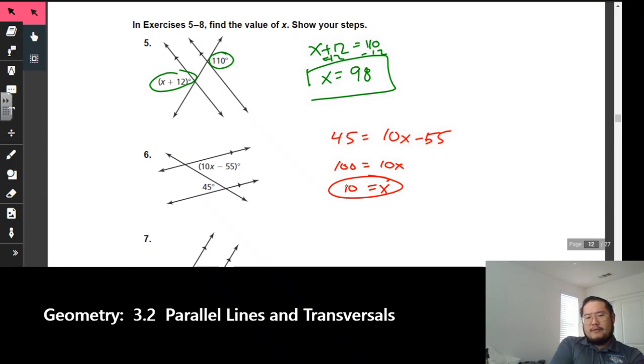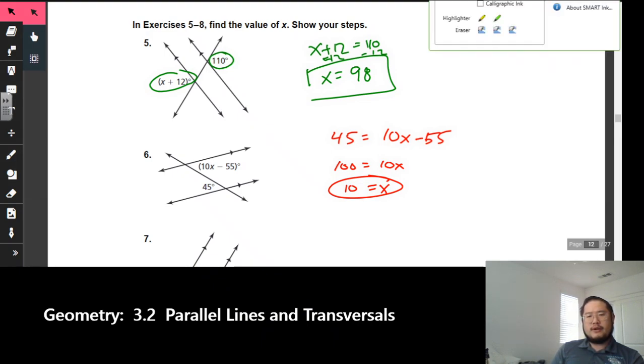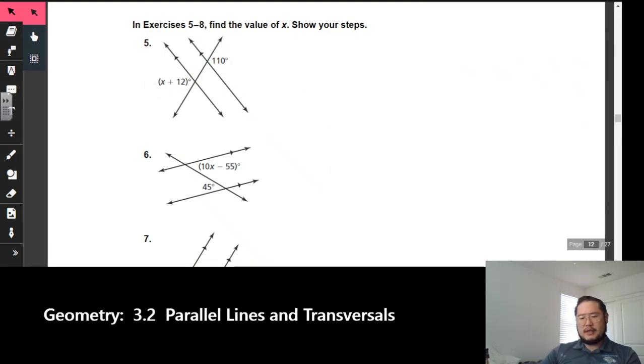Now you do have to be careful. There are some questions that ask you to solve for x. There are some questions that will ask you to actually figure out what the angle is. And if they do, don't forget to plug things in so you can figure out the measure of a particular angle.